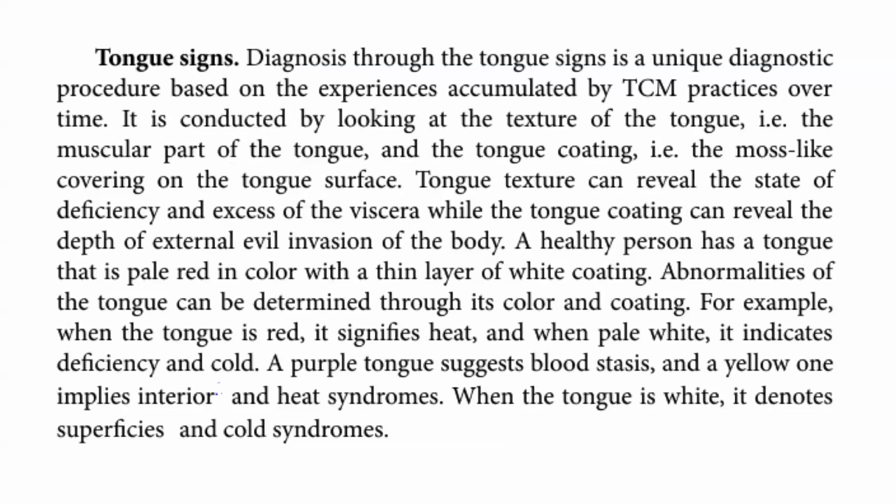A healthy person has a tongue that is pale red in color with a thin layer of white coating. Abnormalities of the tongue can be determined through its color and coating. For example, when the tongue is red, it signifies heat, and when pale white, it indicates deficiency and cold. A purple tongue suggests blood stasis, and a yellow one implies interior and heat syndromes. When the tongue is white, it denotes superficial and cold syndromes.